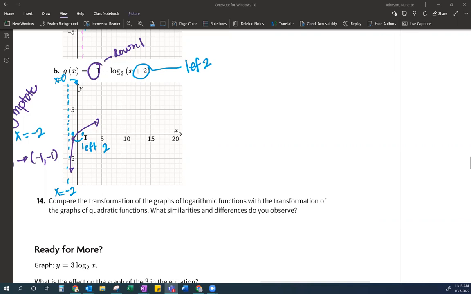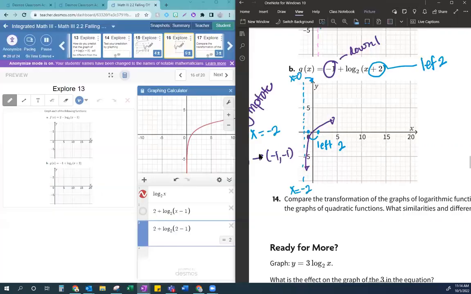Okay, so our original point was at (1, 0), right? So if you look at this, the original point is right here at (1, 0). And then I'm going to follow these directions. So we start at (1, 0), someone said, and then we moved left 2 and down 1. So if you move this point left 2, see it's right here, down 1, now it's right there at (-1, -1).